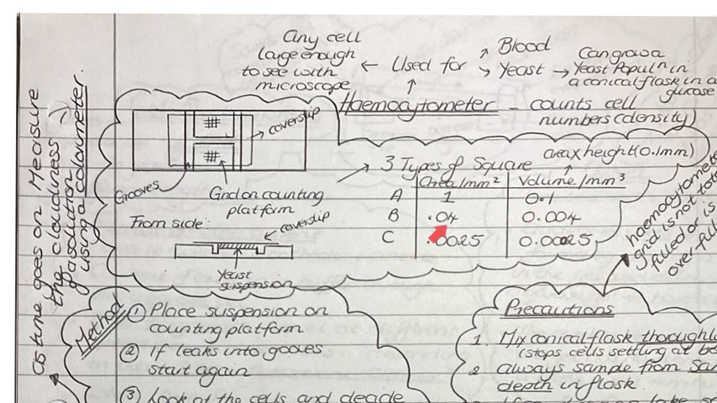A B-type square is smaller and its area in my example is 0.04. So the volume of a B-type square will be the area multiplied by the height, so 0.04 times 0.1, and this is what it comes out as. And then the smallest square is a type C square, and it has an area of 0.0025. So to work out its volume, it's 0.0025 times 0.1, and that comes out at 0.00025. So that is the haemocytometer.